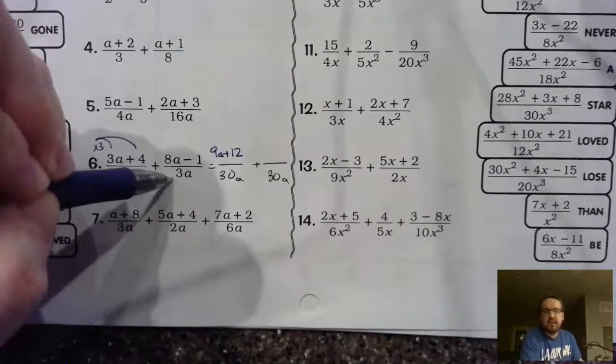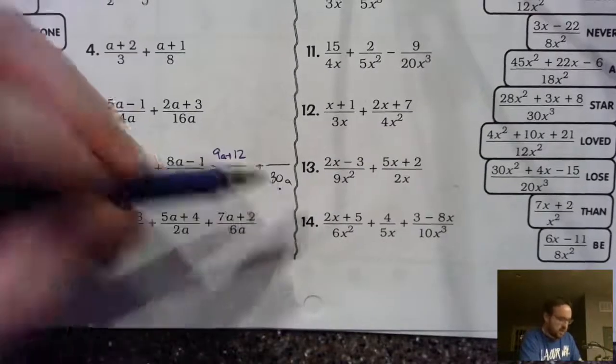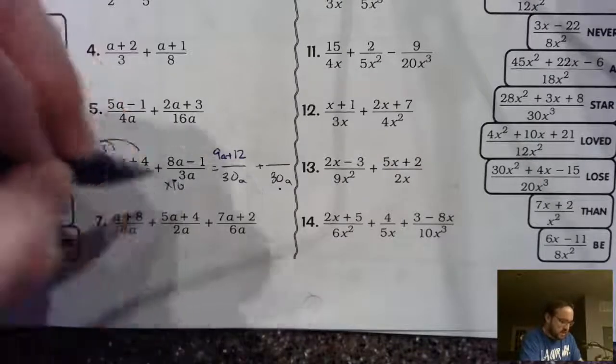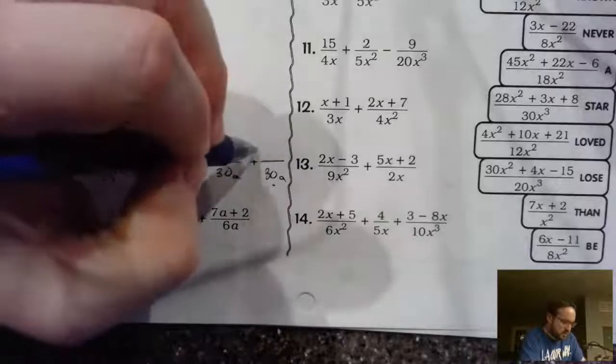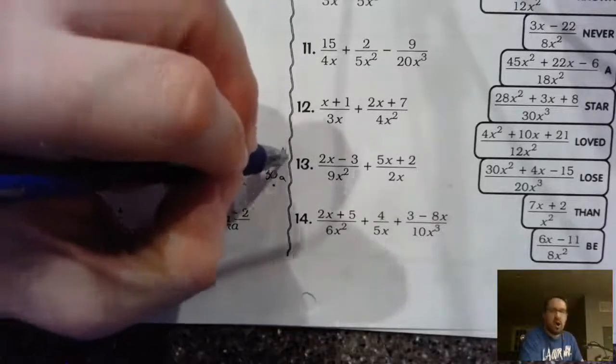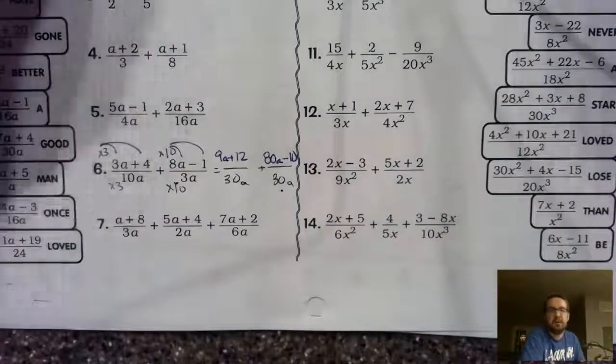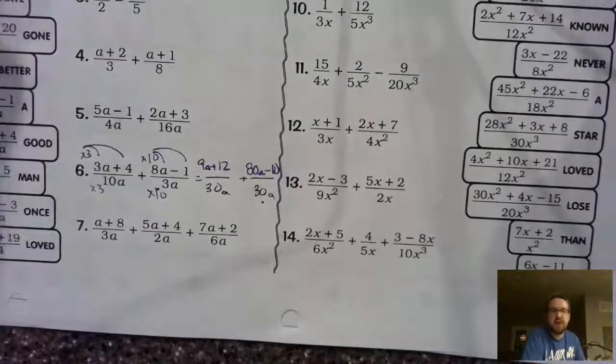We have a 3a. We're going to the 30a. How do I do that? Well, we're just multiplying by 10. So again, I'd multiply the 10 to both terms on the second fraction. All right. So it looks like now I do have common denominators.